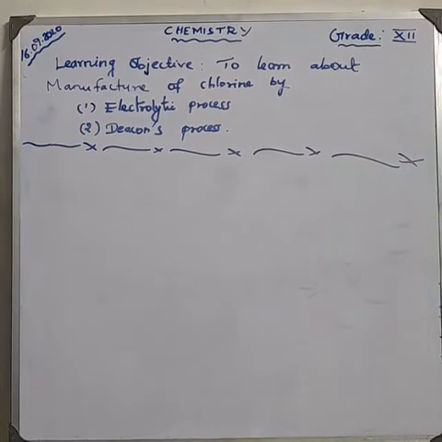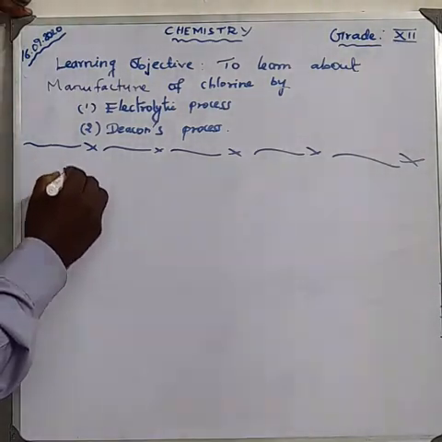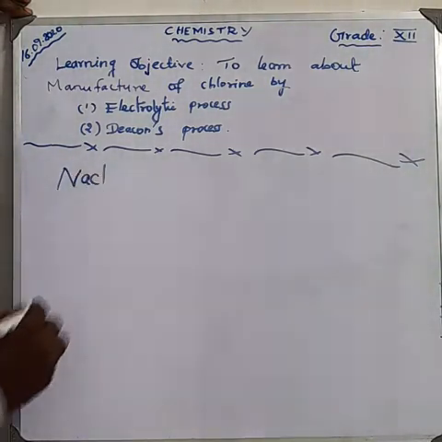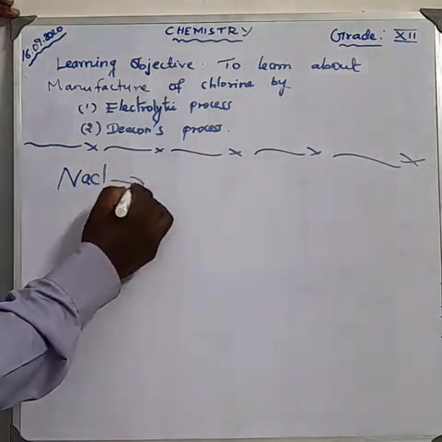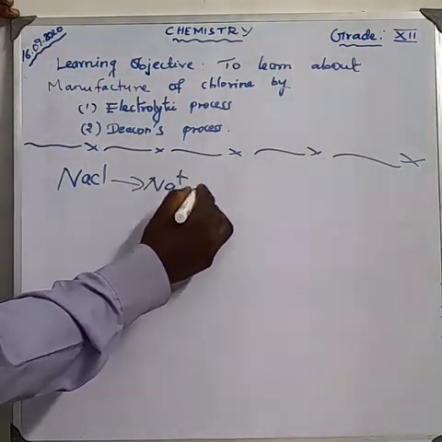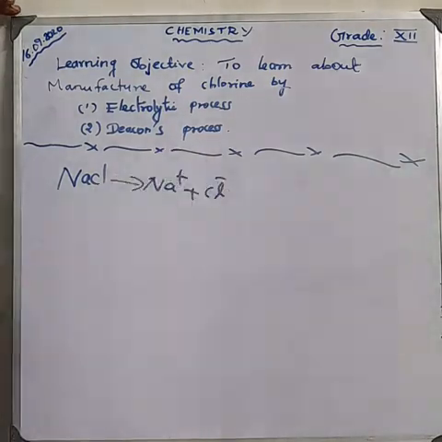Then you have the reaction. Sodium chloride, NaCl, undergoes dissociation. Otherwise, it is split up into two ions: Na plus and Cl minus ions.